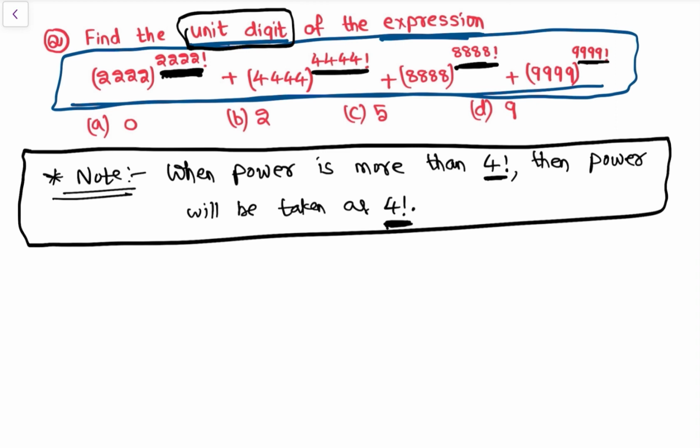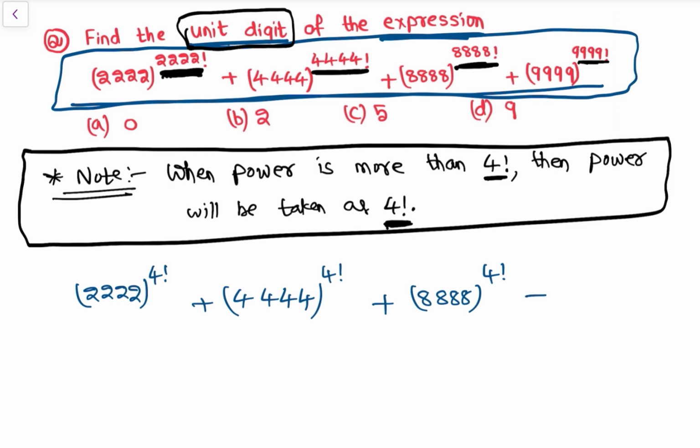So this expression will become 2 to the power 4 factorial plus 4 to the power 4 factorial plus 8 to the power 4 factorial plus 9 to the power 4 factorial. See, this simple fact you need to remember. Okay. So now let's see. Now 2 to the power 4 factorial. So 4 to the power 4 factorial. We need to find out unit digit. So we will take unit digit only. Unit digit. So 2 to the power 4 factorial is what?